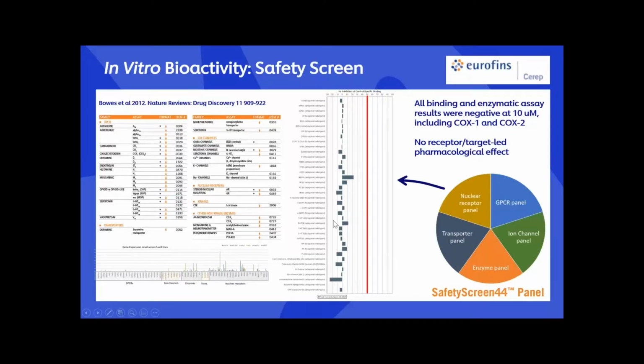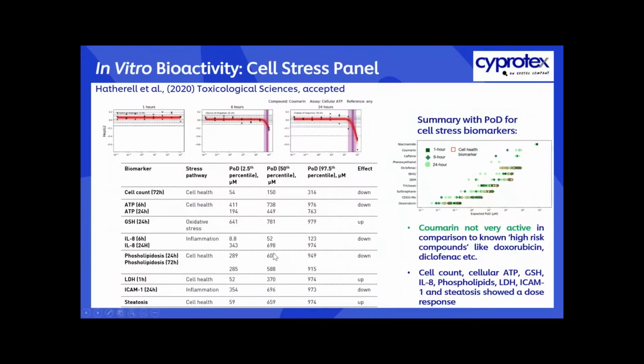And one of the neat things about this work, which you can read about in the paper that Paul mentioned, is the Bayesian statistical approach that was used to interpret the data and provide the points of departure. Now, this modeling approach was applied to the whole data set to find points of departure and to explicitly quantify the uncertainty around these points of departure. And although coumarin wasn't particularly active in the cell stress panel compared with some of the other substances like Paul was mentioning, diclofenac, doxorubicin, we were able to derive a point of departure for possible effects on these cell stress pathways, and you can read more about that in the paper.